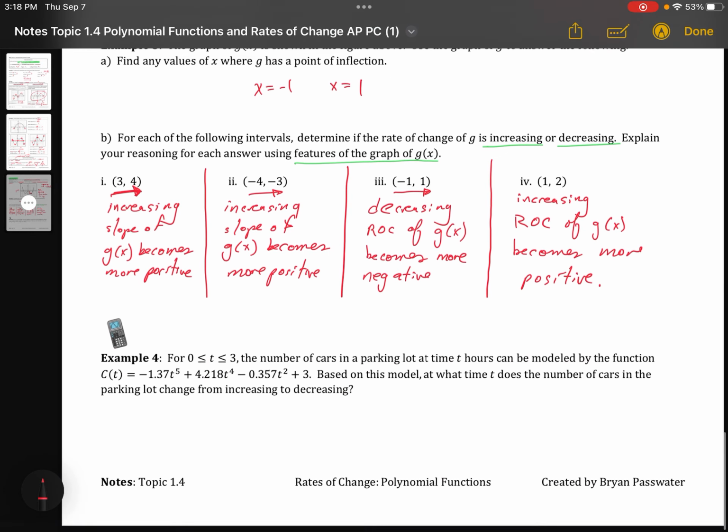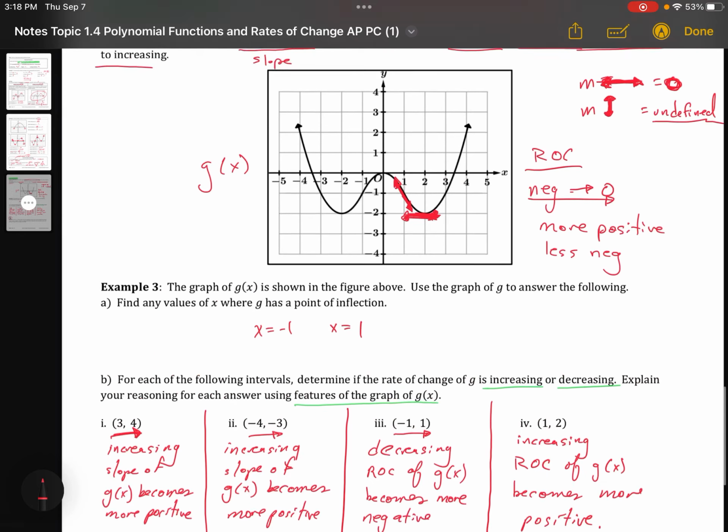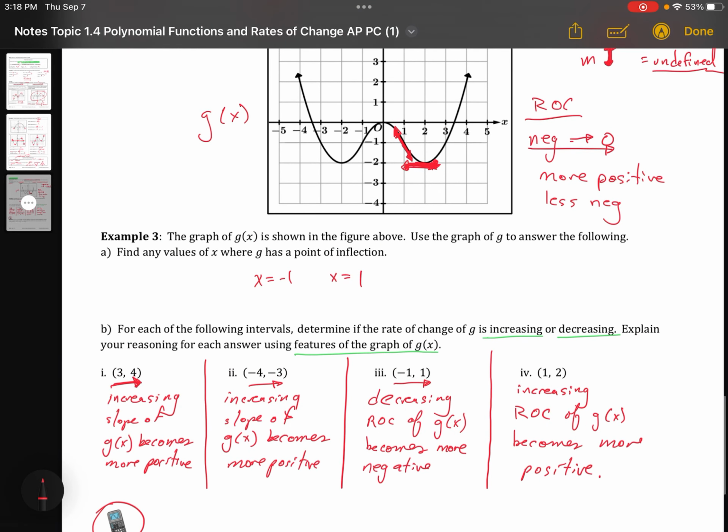Okay, I'm going to stop there for today. I know there's one more down here, but that's a graphing calculator problem that I want to show you in person. I'm really, really hoping that I'm back on Monday.